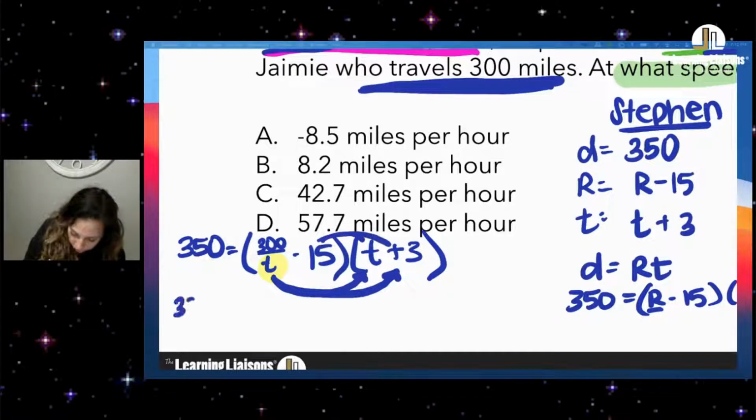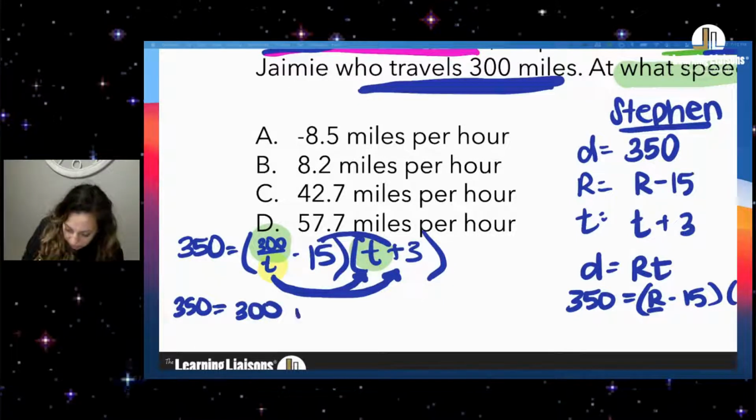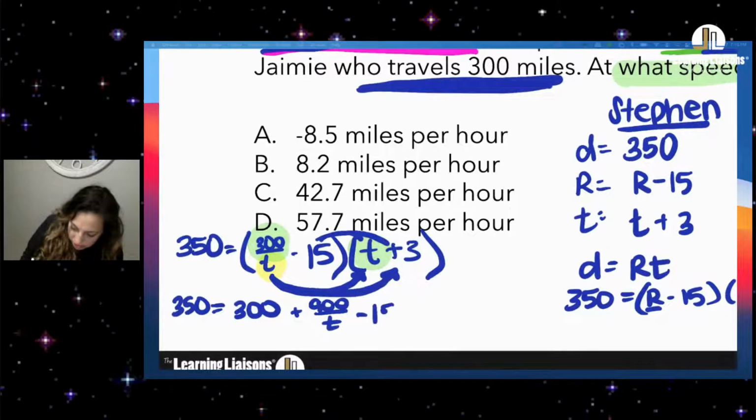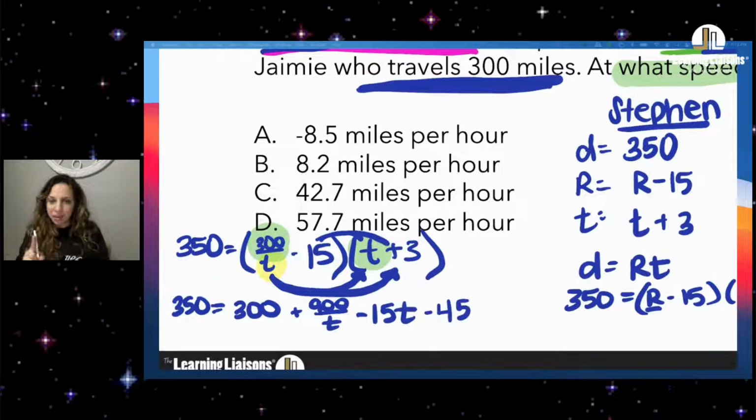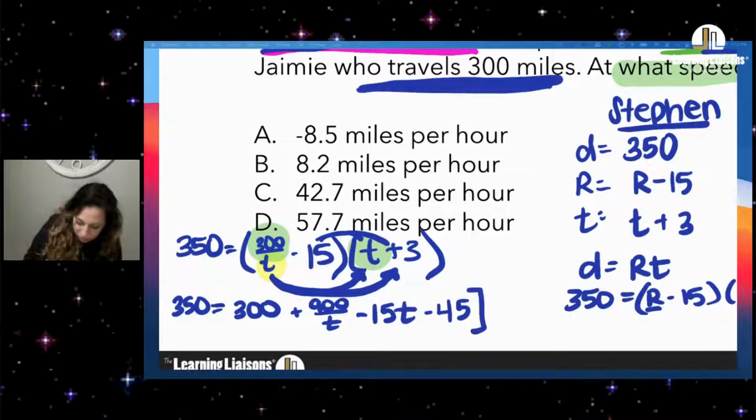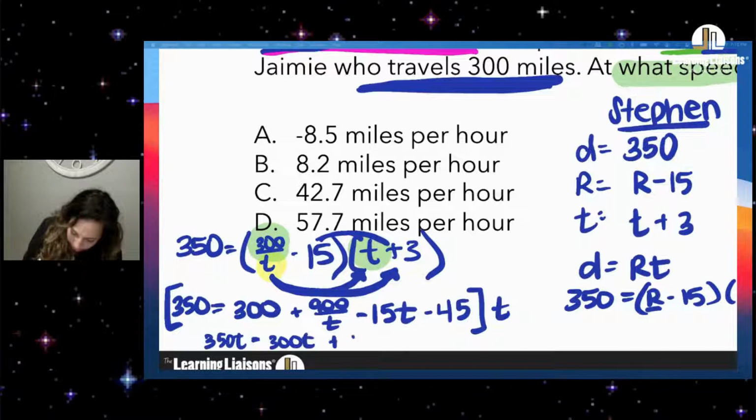So I have 350 equals, when I multiply this first term times this, I'm just going to get 300 plus 900 divided by t. 15 times t is minus 15t. Negative 15 times 3 is negative 45. Now I'm going to multiply everything times t. So I get 350t equals 300t plus 900 minus 15t squared minus 45t.